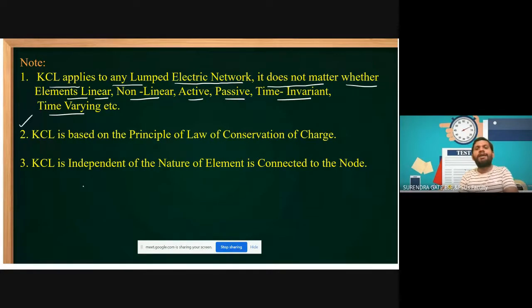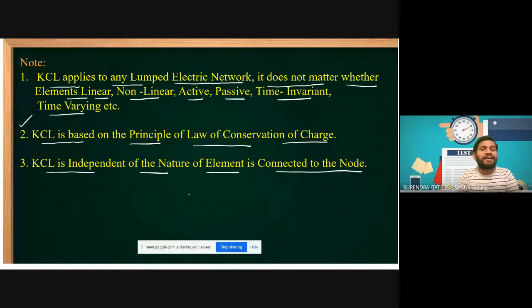This statement I already gave, students. KCL is based on the principle of the law of conservation of charge. Next, one more point. KCL is independent of the nature of the element connected to the node. Any element is connected, no problem. You can apply KCL.